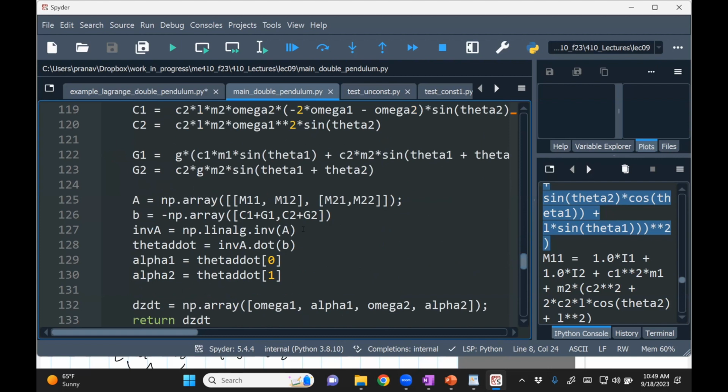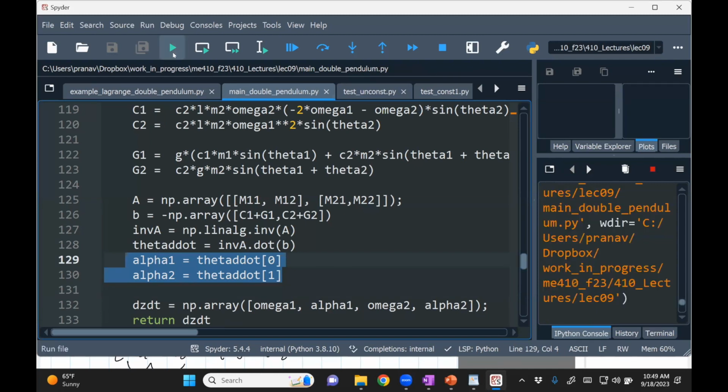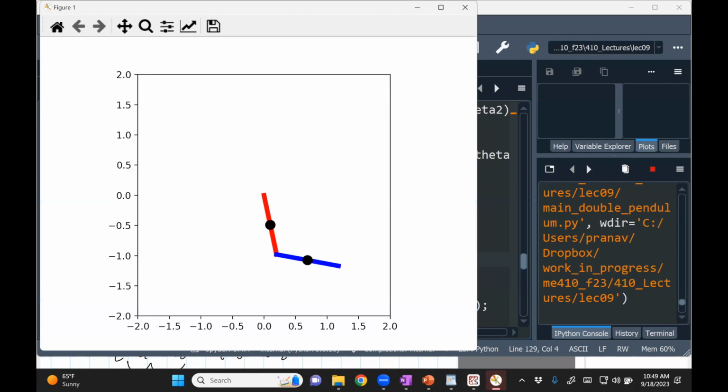And then you can see that I actually invert. I create the A matrix from M. I have the B matrix, which is C1 plus D1, the same thing I wrote down. I invert A, I get B. And once I multiply A inverse times B, the first thing in theta double dot is basically alpha 1, alpha 2, or the acceleration, which then goes in dz dt. So I'm going to run this simulation animation. It does the same simulation as you saw in CoppeliaSim.